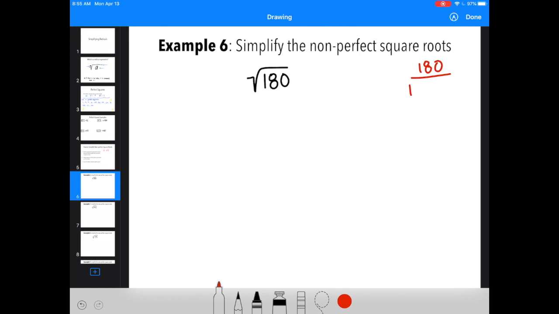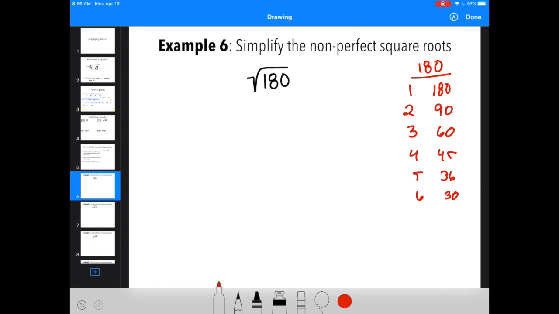Well, 180 divided by 1 gives me 180. 180 divided by 2 gives me 90. Divided by 3 gives me 60. 4 gives me 45. 5, 36. 6, 30. Okay. Did I memorize those values? No. Type it in your calculator and figure those values out. Or honestly, a little trick I've done previously is I've just gone to Google and asked, hey, what are some multiples of 180? And it's given me a list.